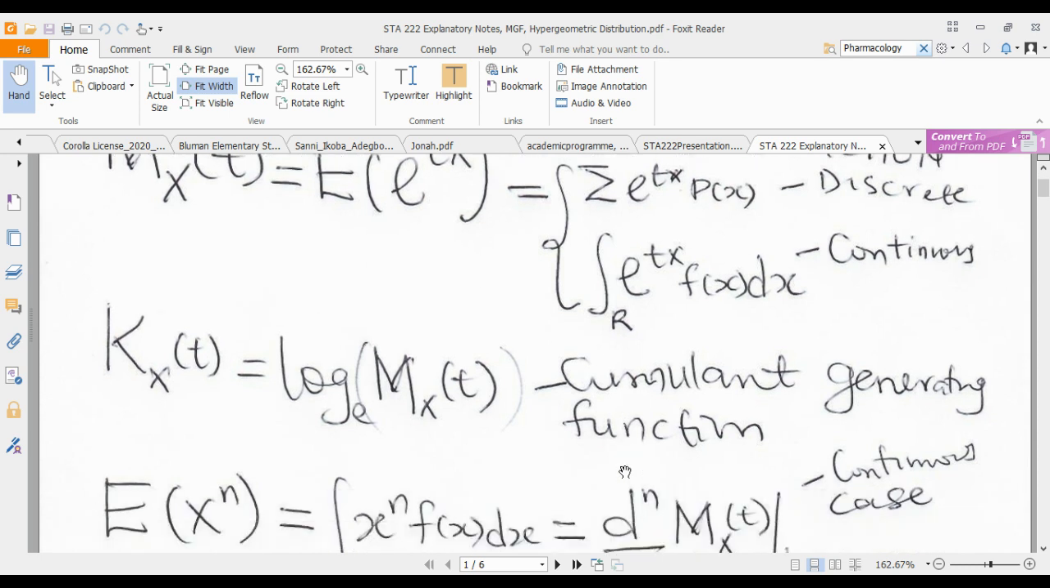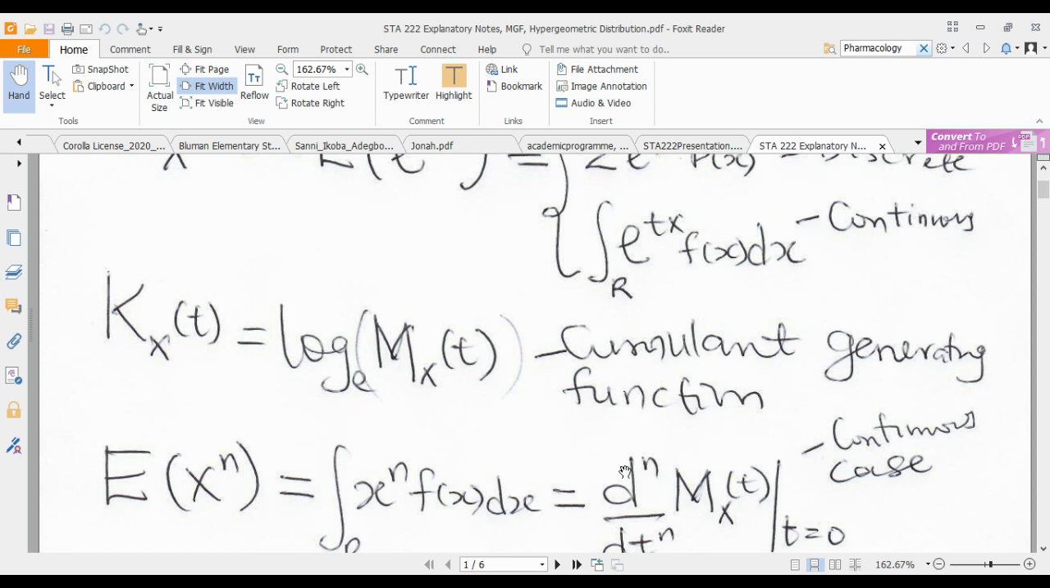When the first derivative is evaluated at t equal to 0, it gives you the mean, the first moment. The second derivative gives you the variance, which is the second moment about the mean.